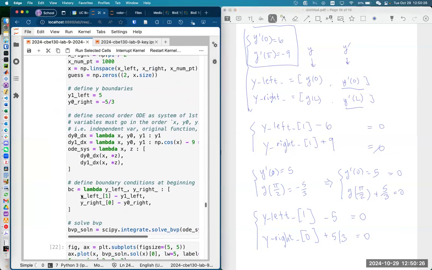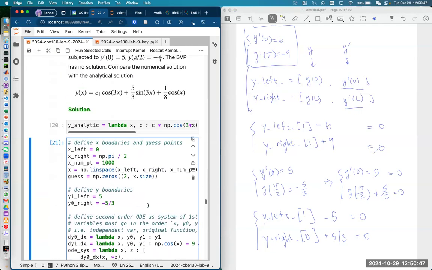So at BC, we define y left of 1 minus, here is a constant, 5. And then y right index 0, so this is the original function on the right, minus y0 right, defined also as a constant. Any question?